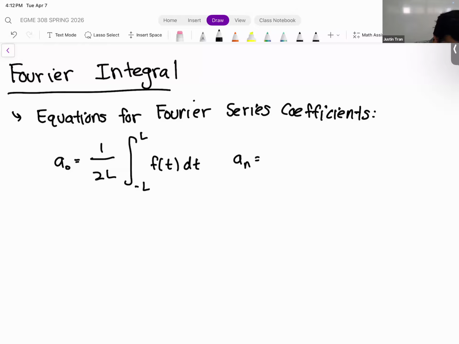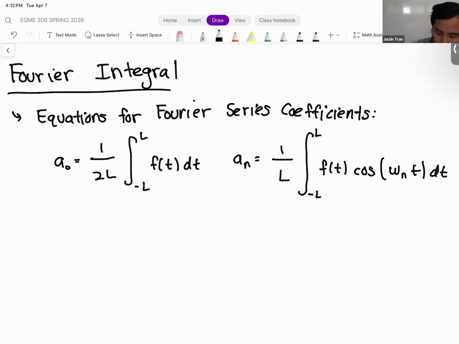Then we have An. An is 1 over L integral from minus L to L f of t cosine of omega n t dt. Now I did make a substitution here. I didn't plug in the typical value, where omega n is the same thing as n pi over L. So I just shortened it to omega n because we're going to be writing it along.